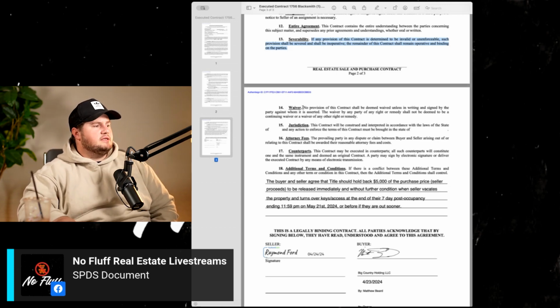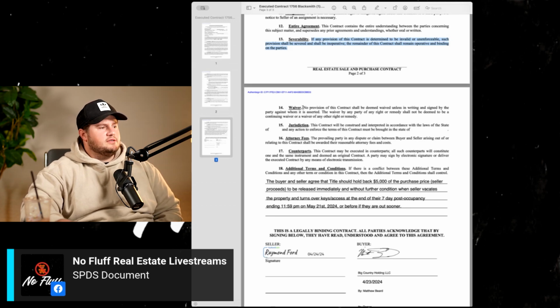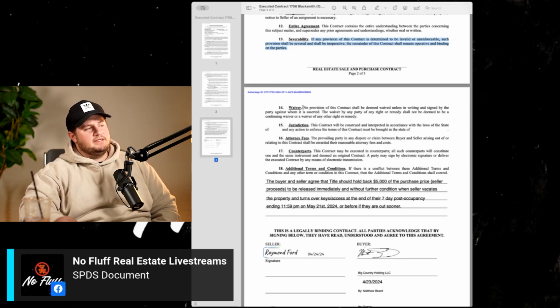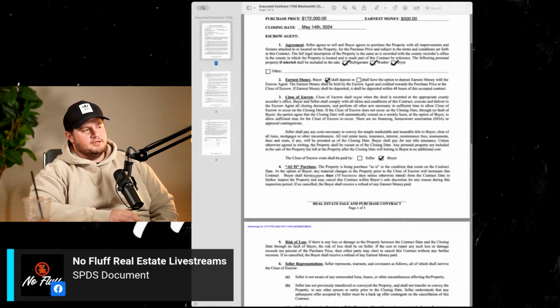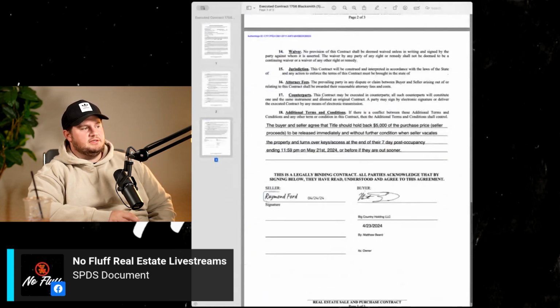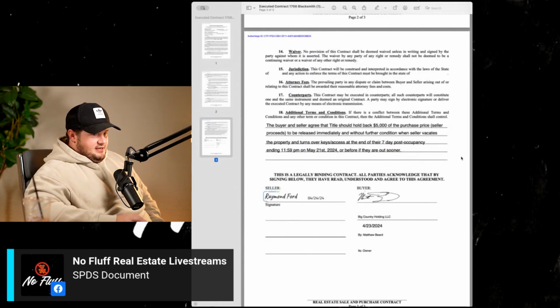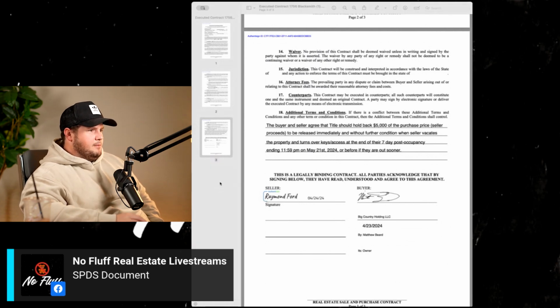Okay. Counterparts. This contract may be executed in counterpart. All such counterparts constitute one. So basically, there's 3 pages to this thing. So if it ever gets split up or something, it's like, hey, we understand this is actually 3 pages of this agreement. And then lastly, everybody, we made it here to the additional terms.